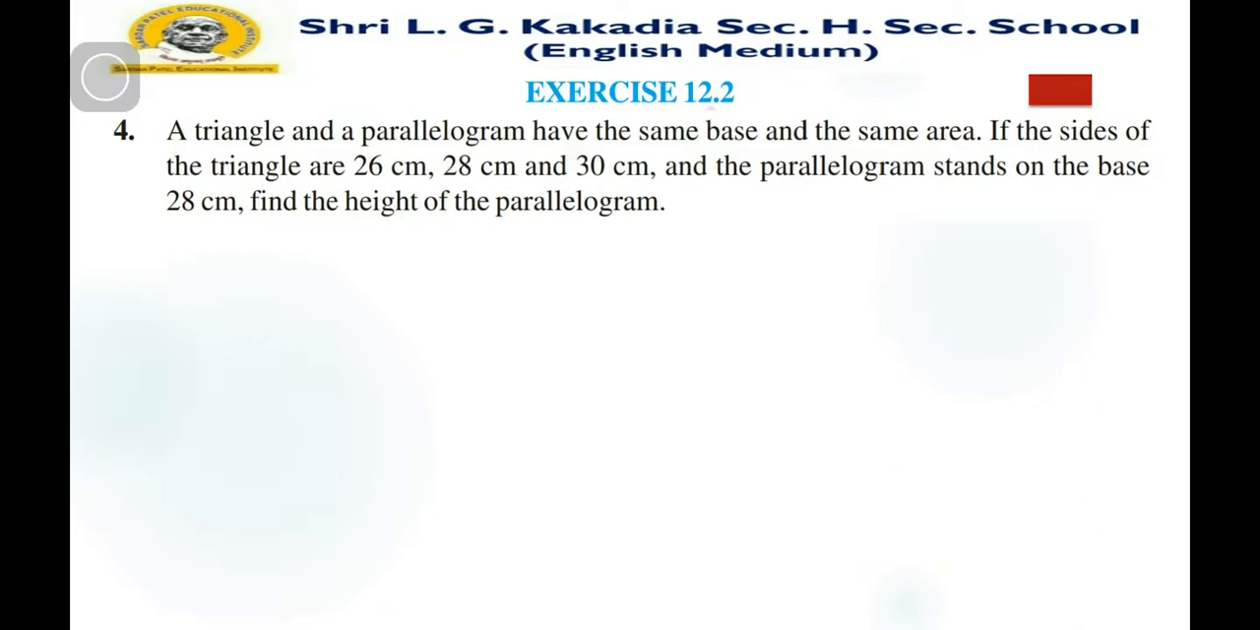Now we know that to find the area of a triangle, as all the sides are given, we can easily use Heron's formula. So we can find the area of the triangle, and its area is equal to that of the parallelogram. The area of a parallelogram is given by base into height, and the base is given because both are on the same base. Since both have the same area, comparing both areas we can find the height.